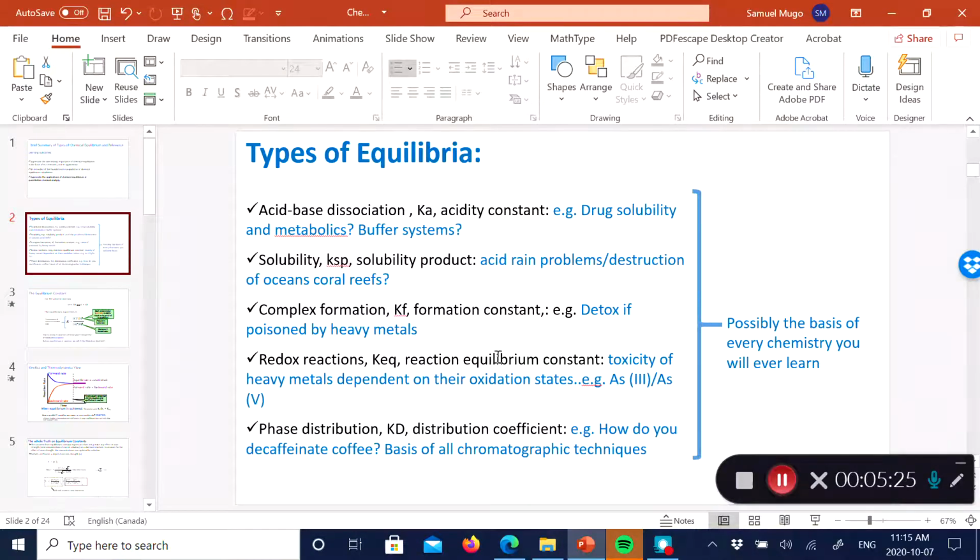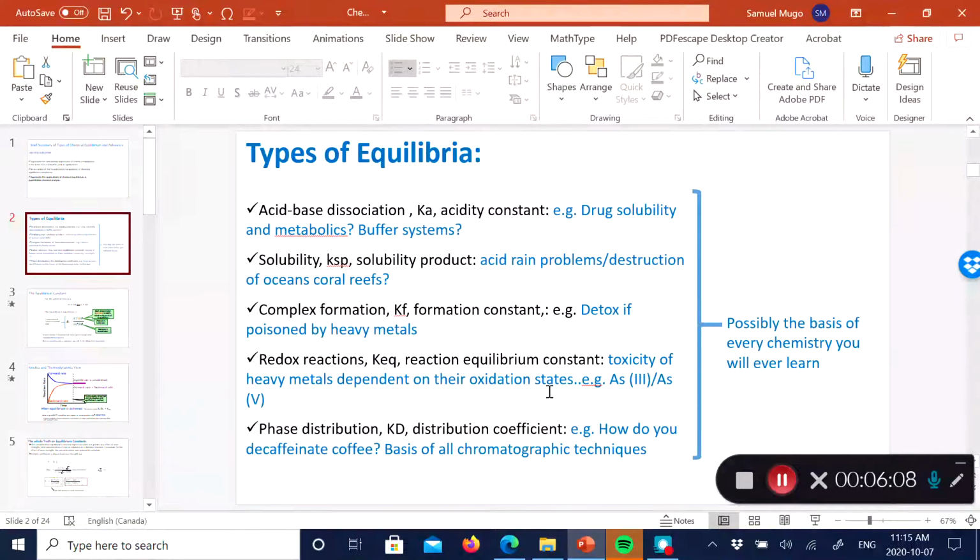Now, redox equilibria, on the other hand, and we're going to come across it a lot, most elements exist in different oxidation states. I'll give you an example. Arsenic can exist in arsenic 3 or arsenic 5. And their toxicity is dependent on their oxidation state. And redox equilibria, which is the basis of how you oxidize different chemical species or reduce different chemical species, is the overarching type of chemistry that determines the different oxidation states in different metals.